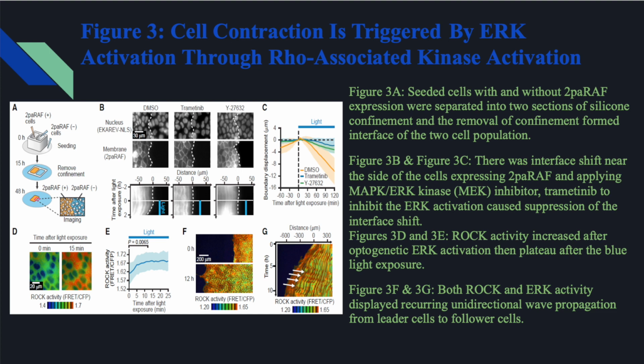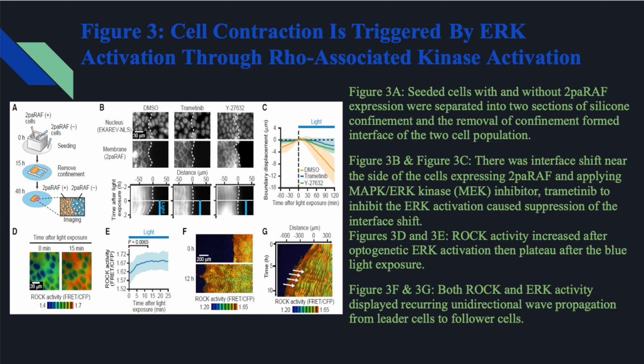Figure 3. Cell contraction is triggered by ERK activation through Rho-associated kinase activation. Figure 3a. An experiment was done where cells with or without 2p-RAF expression were seeded into two sections of silicone confinement. When removed, an interface of the two cell populations formed. Figure 3b and Figure 3c, there was an interface shift toward the side of the cells expressing 2p-RAF, and applying a MEK inhibitor, inhibiting ERK activation, suppressed the interface shift.